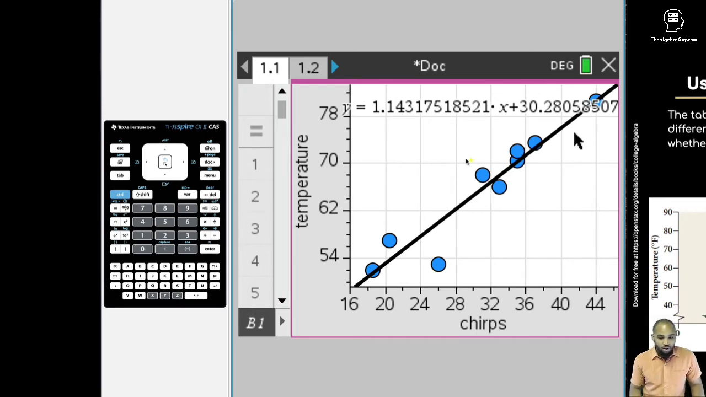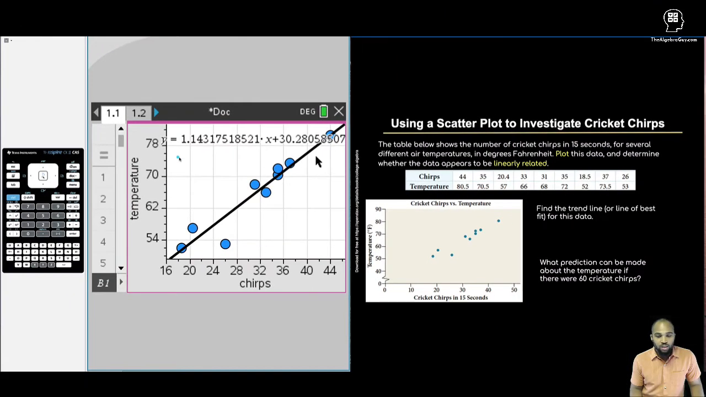Let me write it here. So if I were to sum this up, it looks like y equals 1.14, and now I'm estimating, because it's a trend line, it's a best fit line. You don't have to write all those digits. Maybe I'll go one more digit. So 1.143 x plus, here's my y-intercept, 30.28. So I'll stop there. So there's a best fit equation that I could use.